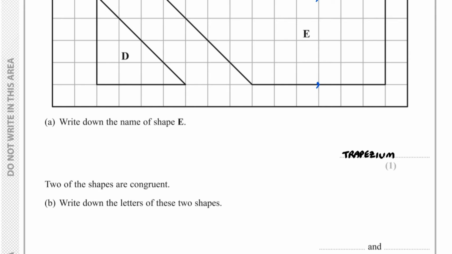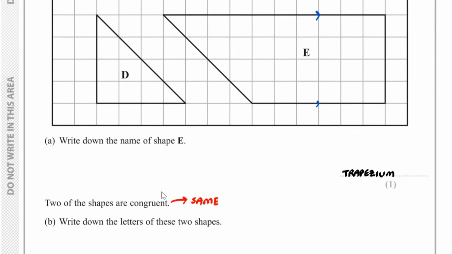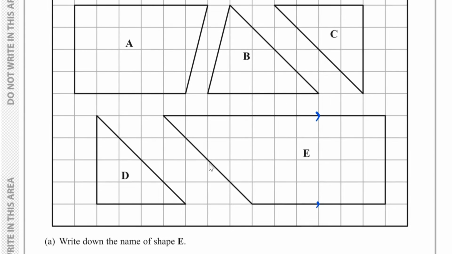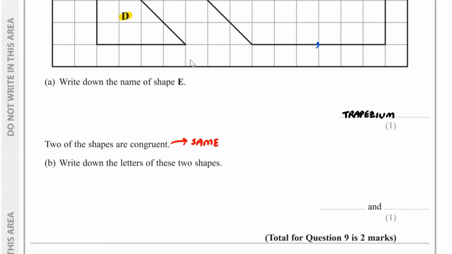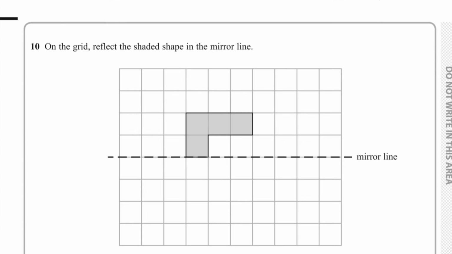Then 2 of the shapes are congruent. Well, what does congruent mean? Congruent means that the shapes are the same, and therefore which 2 shapes are the same? Well, C and D are the same shape. So the shapes which are congruent will be shape C and shape D.